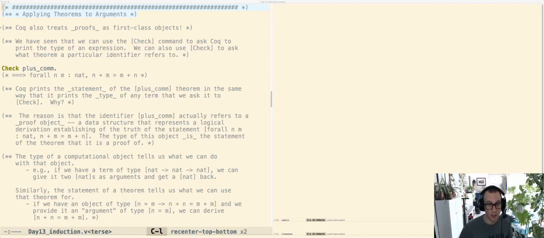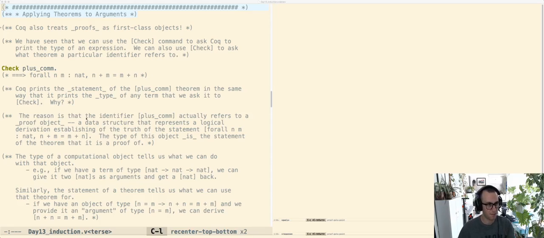Hello again, folks. In this video, we'll be taking a break from learning about induction to learn about some useful Coq techniques. In particular, the idea that you can apply a theorem to arguments, just like you apply a function to arguments, as a way of manually instantiating and specializing theorems.